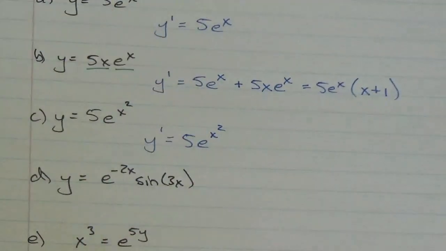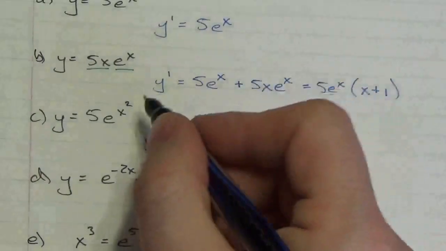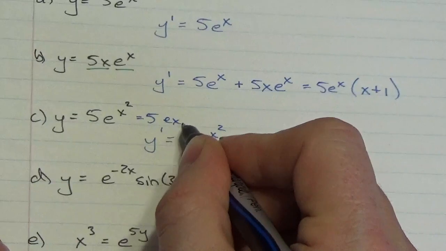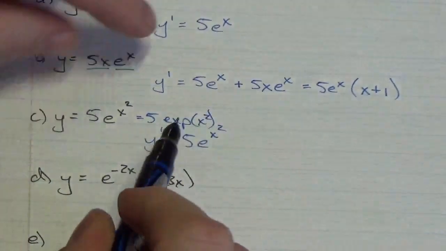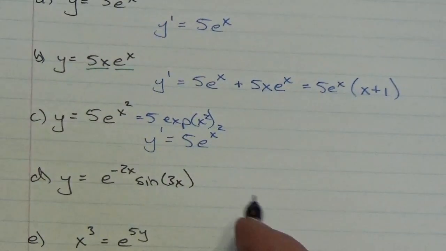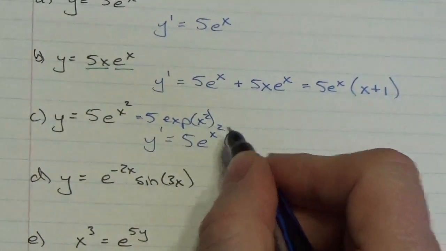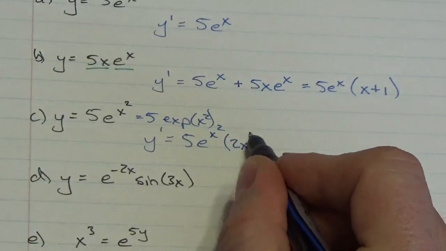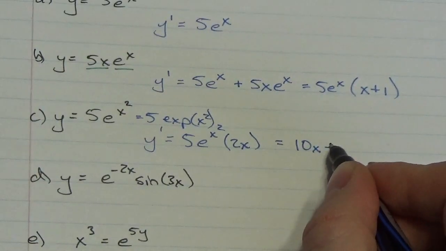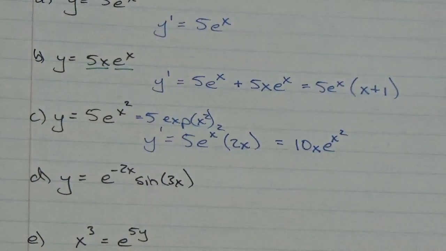Now I'm going to move in. This makes a lot more sense if you think about this being written as 5 exp x squared. So the derivative of exp is just going to be exp, the function itself. But now I have to multiply by the derivative of the exponent, which will be 2x. And so just moving things around here, this will become 10x e to the x squared. So the derivative of the exponential function doesn't change, but I have to include the derivative of the exponent.